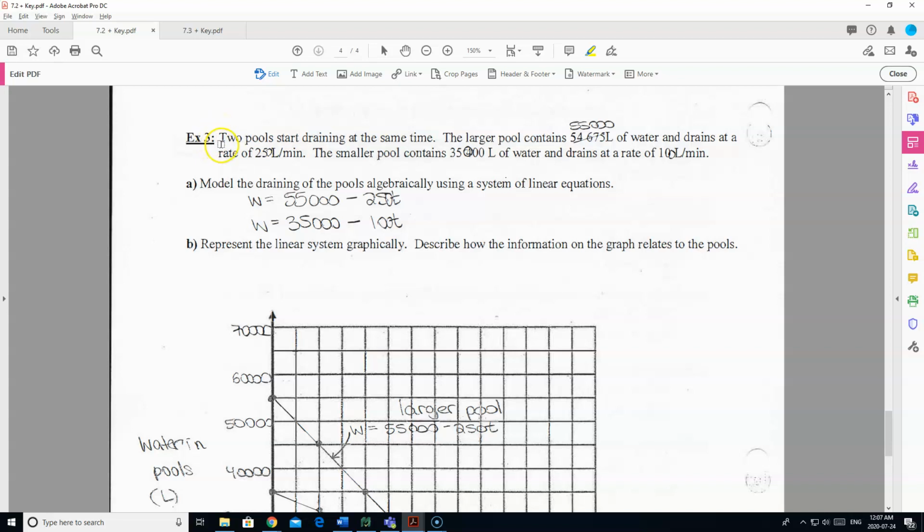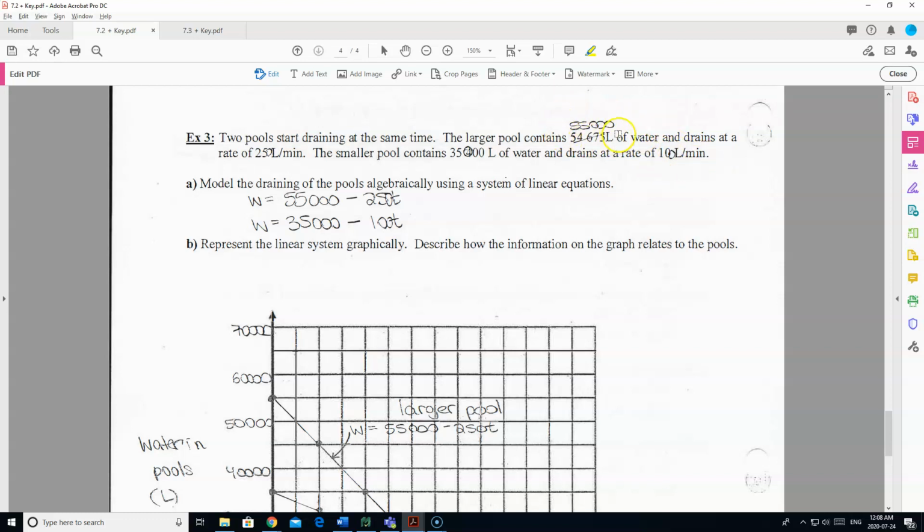Example 3. 2 pools start draining at the same time. The larger pool contains, and these numbers will change just to make the math a little bit easier, 55,000 liters of water and drains at a rate of 250 liters per minute. So I guess this is a pool of 55,000 liters, and every minute 250 liters is draining out. The smaller pool contains 35,000 liters of water and drains at a rate of 100 liters per minute. So you can see that the smaller pool has less water, but it's also draining at a slower rate, right? The slope is less steep.